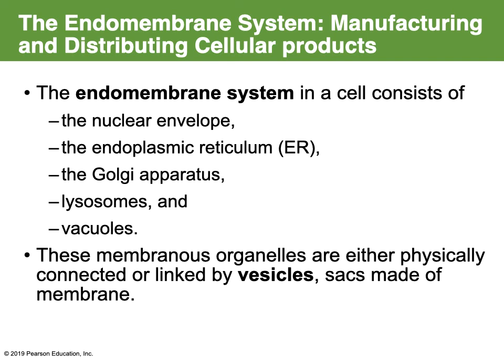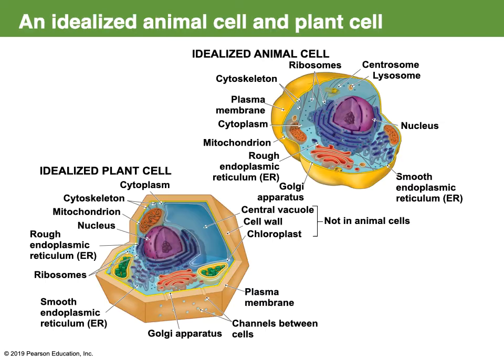The endomembrane system in a cell consists of the nuclear envelope, the endoplasmic reticulum, which comes in both smooth and rough forms, the Golgi apparatus, lysosomes, and vacuoles. These membranous organelles are either physically connected or linked by vesicles, little sacs made of membrane. So basically a little bubble containing something can move through the cell and then empty its contents into another area.